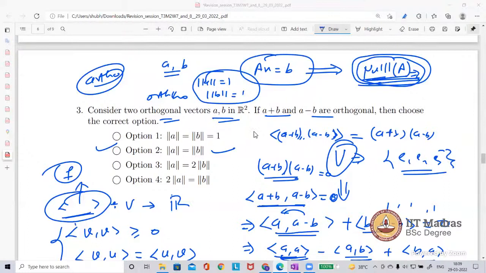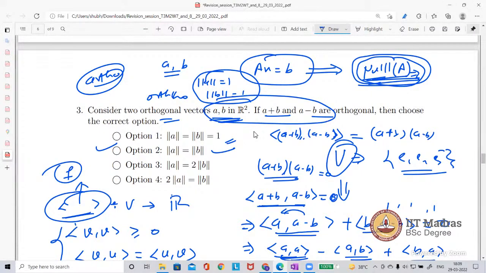You can also assume something other than the dot product, and that will also be true, because this is true for any inner product. But you can deal with the dot product; that's enough to solve. So suppose there is no inner product mentioned, assume the dot product and solve the question.